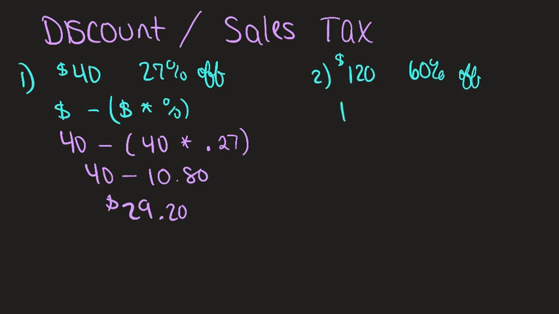All right, so 120 minus 120 times 0.60. 120 minus 72, $48. So something that cost 120 would now just cost $48.